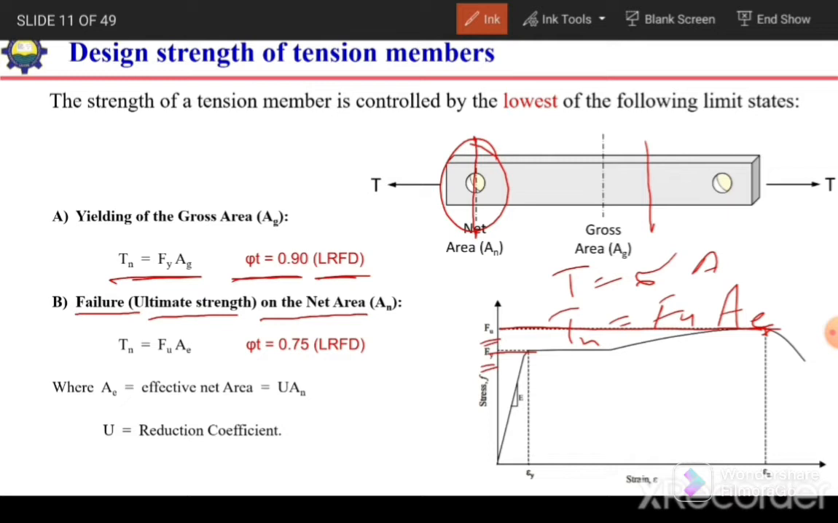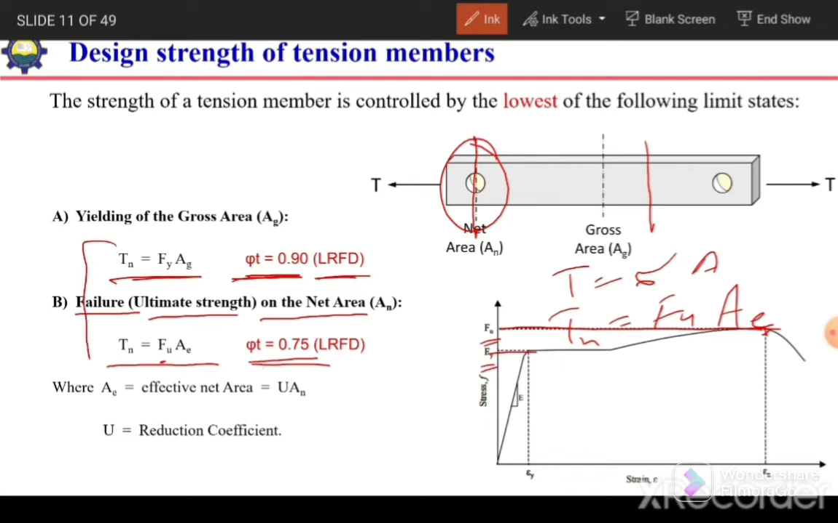So our equation will become Tn is equal to Fu times Ae. Fu is the rupture strength and Ae is the effective area which is resisting the applied load. The design capacity corresponding to tension rupture will be, if we consider the strength reduction factor equal to 0.75. So in case of rupture, the strength reduction factor is 0.75, and in case of yielding, the strength reduction factor is 0.9. We need to keep this in mind. Whenever there is yielding in steel, we consider 0.9 as the strength reduction factor, and if it is a rupture, we consider 0.75.